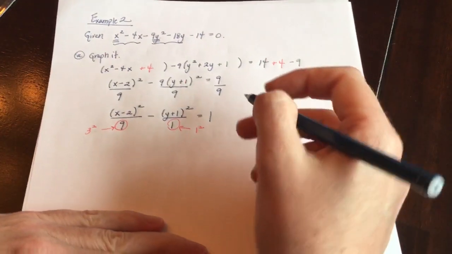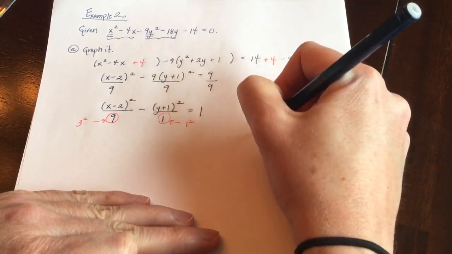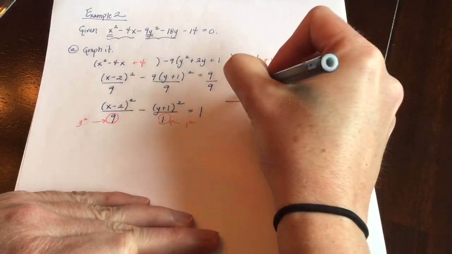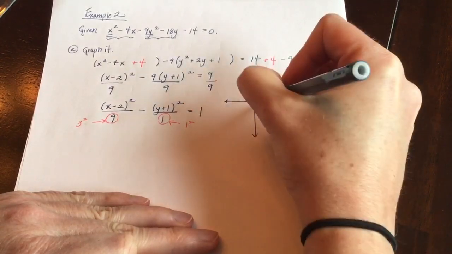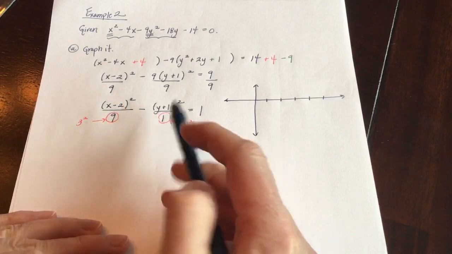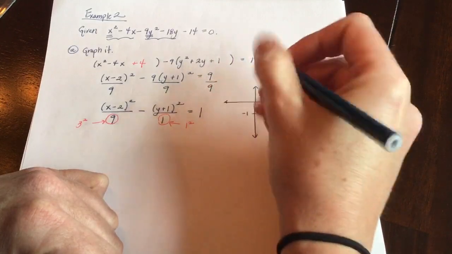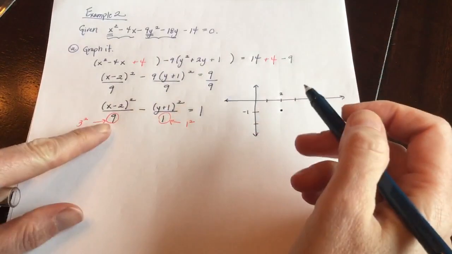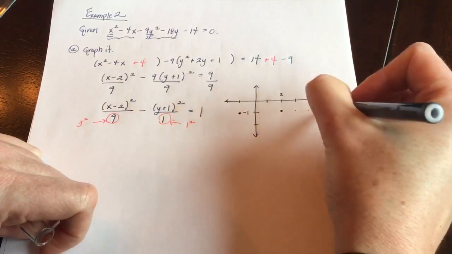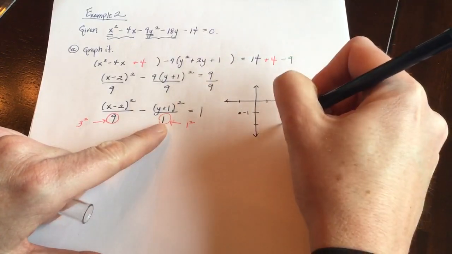Okay, so let's go ahead and graph this. Where is it centered? It got shifted to the right 2 and down 1. Let's draw the boundary box. For the x values, we're going to go to the right 3 and the left 3. And then from your center, up 1 and down 1.